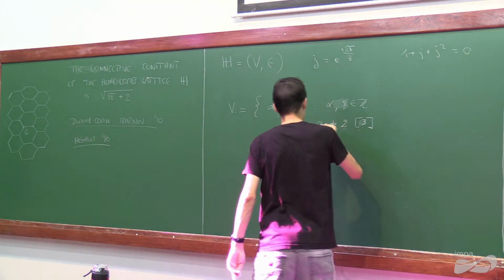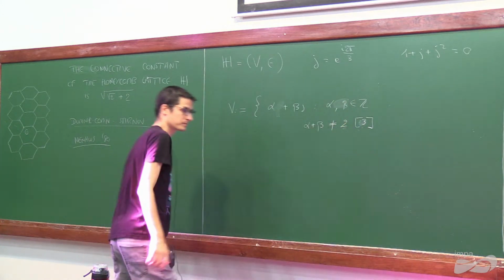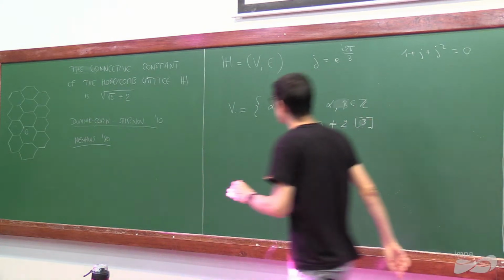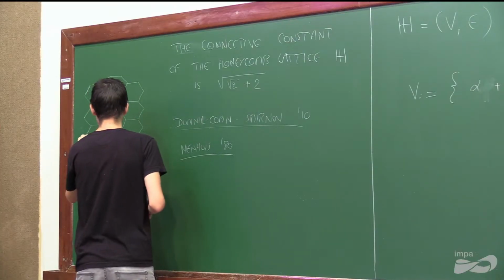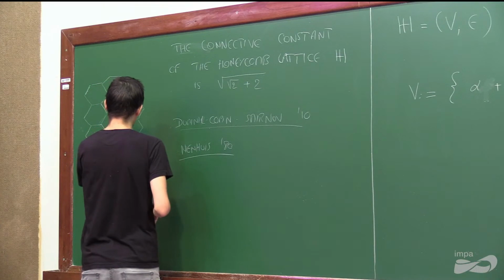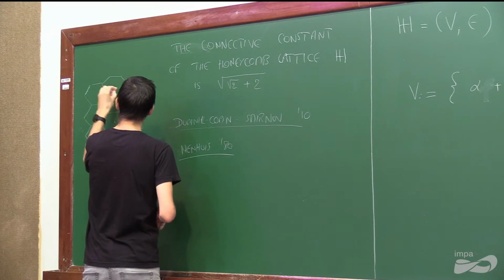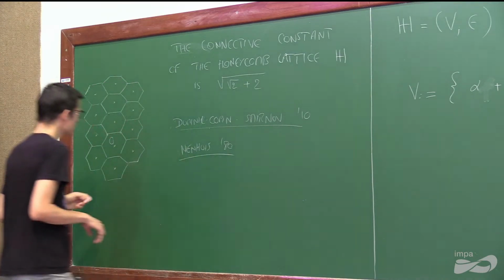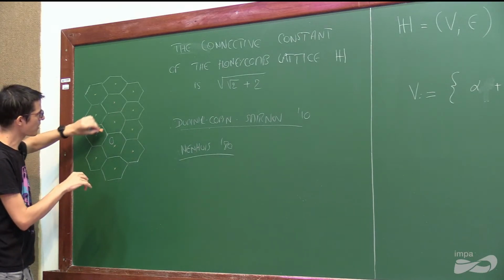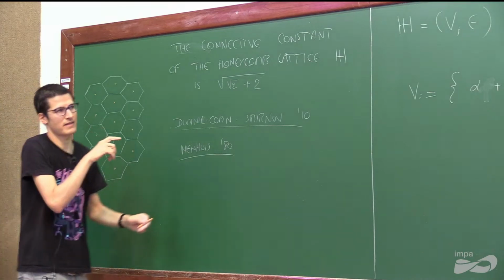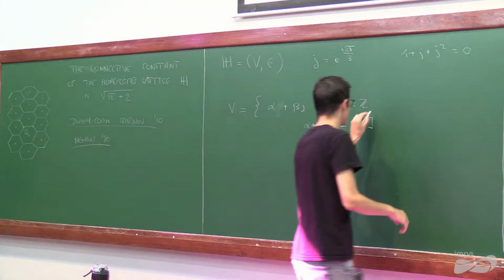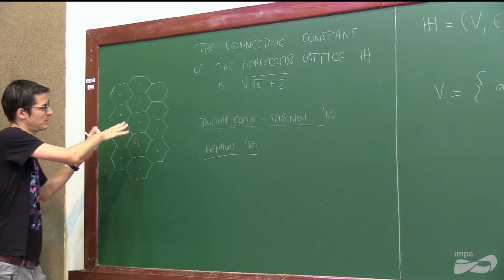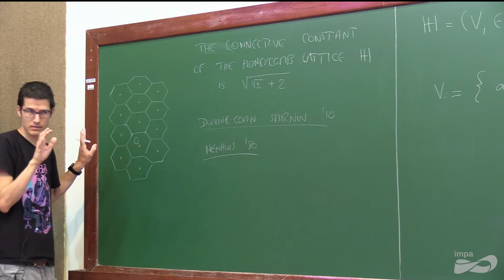Okay, the set of points of the form alpha plus beta that are not in my graph, they are the centers of the faces. And you see that basically, for each triangle of points, I'm just deleting one. Okay, so if I had all the points, basically I would have a triangular lattice, but I've deleted these things and now I have the hexagonal lattice.